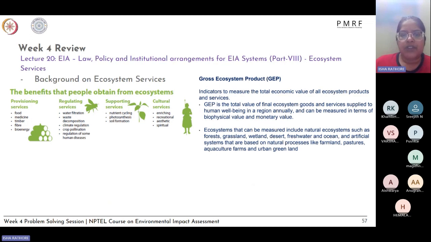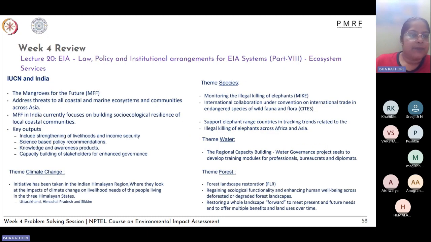We looked at a few definitions like the gross ecosystem product, GEP, which is an indicator to measure the total economic value of all ecosystem products and services. It considers the total value of final ecosystem goods and services supplied for human well-being in a region annually. It can be measured in terms of biophysical value and monetary value. Different ecosystems can be measured and covered in this GEP. Then we also looked at the IUCN and India and the different themes under which it acts.